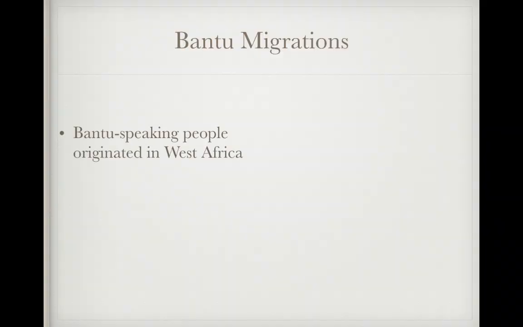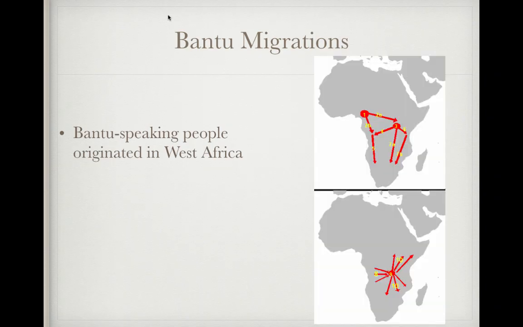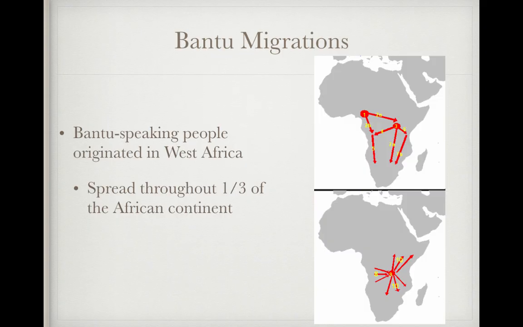So the Bantu migrations, if you remember, began in West Africa when Bantu speaking people originated from there and spread throughout Africa. So if you take a look here on this map, you see that they originated over in this area and then they began to spread to East and Southern Africa. And they spread throughout 1/3 of the African continent.